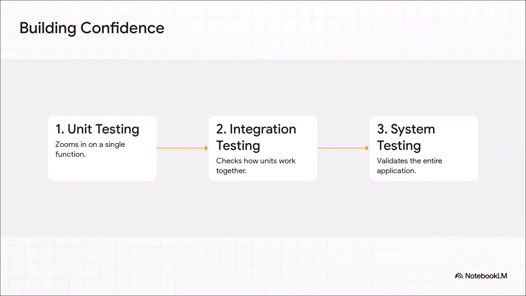You really build quality in layers, kind of like a pyramid. At the very bottom, the foundation, you have unit tests. These check the tiniest little pieces of code all by themselves. One step up, you've got integration tests, which make sure all those little pieces can talk to each other correctly. And then at the very top, you have system testing, where you test the whole fully assembled application.